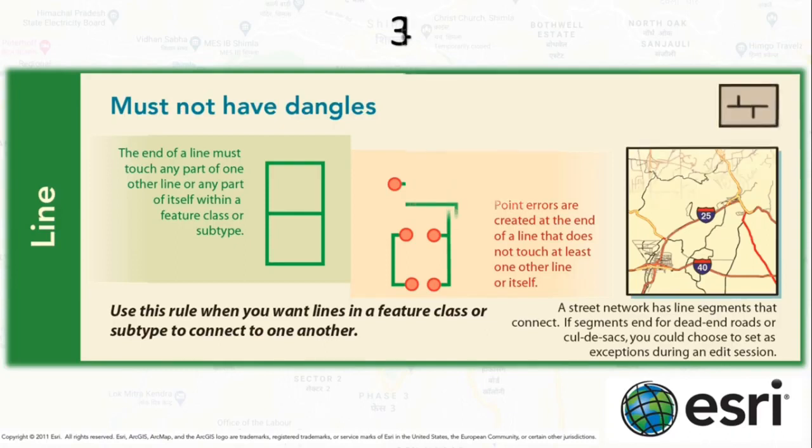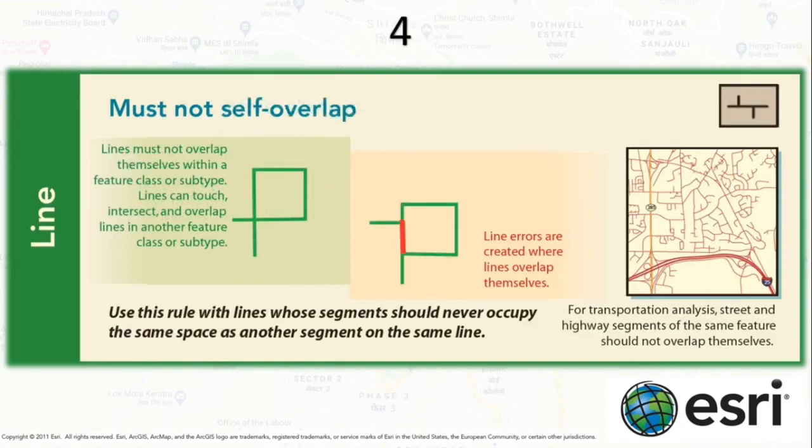Next is must not self overlap. It requires that line features not overlap themselves. They can cross or touch themselves, but must not have coincident segments. This rule is useful for features such as streets, where segments might touch in a loop, but where the same street should not follow the same course twice.